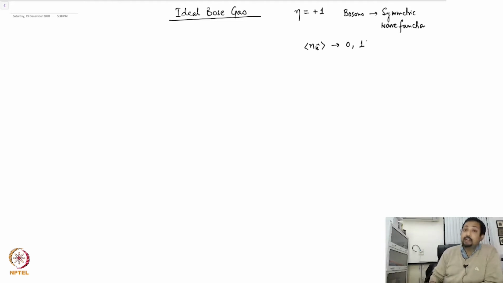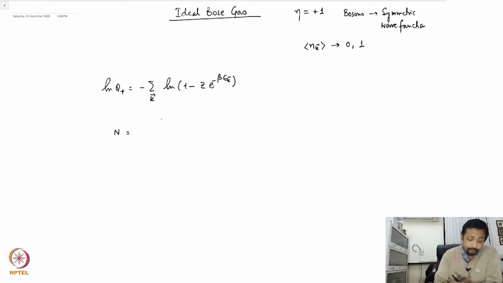Right now, our starting point is the grand canonical partition function, which we had written down, and which simply is minus the sum over k of ln(1 minus z e to the power minus beta epsilon k). Now the particle number, if you recall, was the sum over k of the average value of nk, and the average value of nk is minus 1 over beta, del over del epsilon k, of ln Q plus.